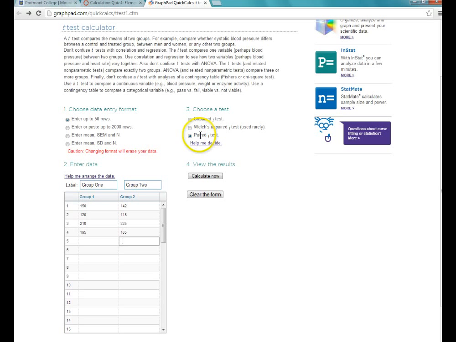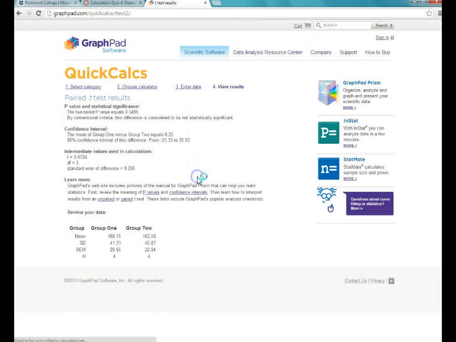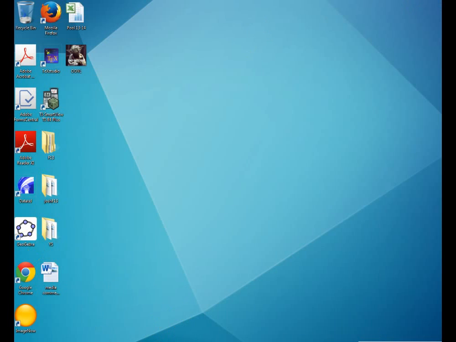But they're paired again, right? They're paired because they're groups of data with before and after scores. Calculate now. Not significant, big p-value, low t-score. Okay, I'm kind of getting this calculator down. I got this figured out. So, let's make up a problem.